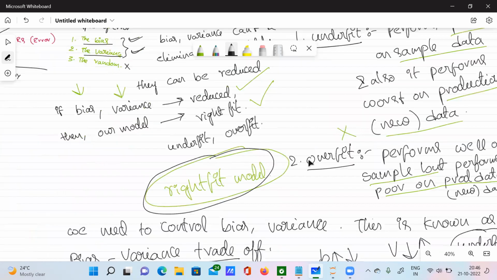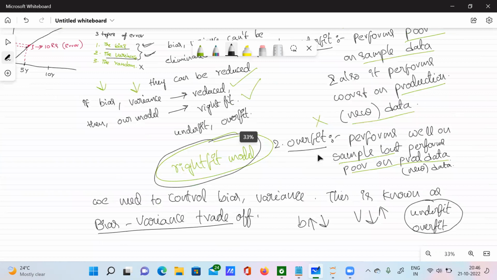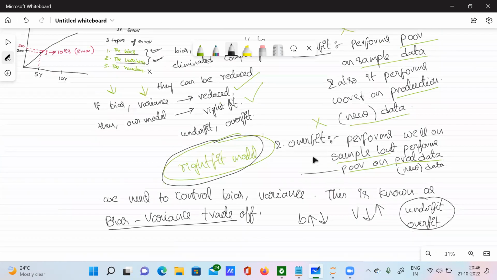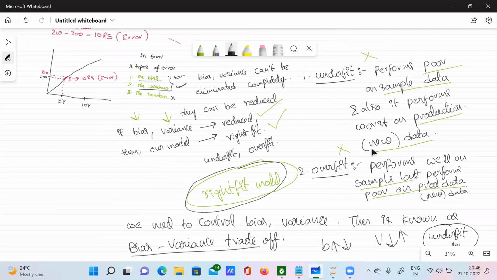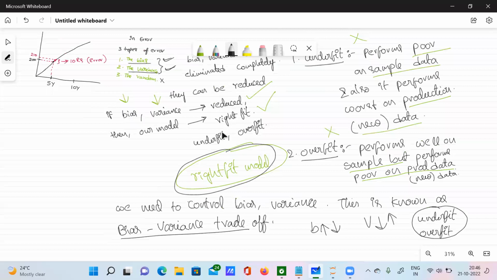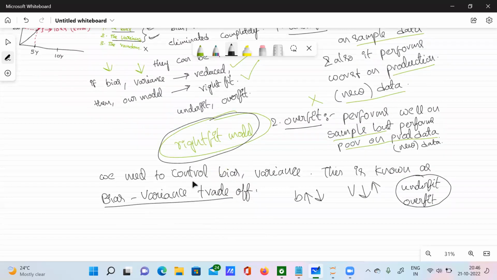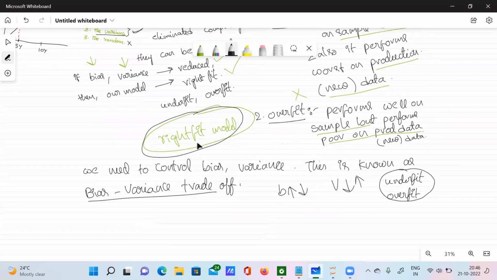Okay, so this is the kind of situation. So we need to make sure that our model should not be in either of these two situations, but instead of that, our model should be in this particular situation, that is the right fit model. You can call it by whatever name you want. You may call it a right fit model, or someone will call it the model which is generalizing very well. Both are the same here.